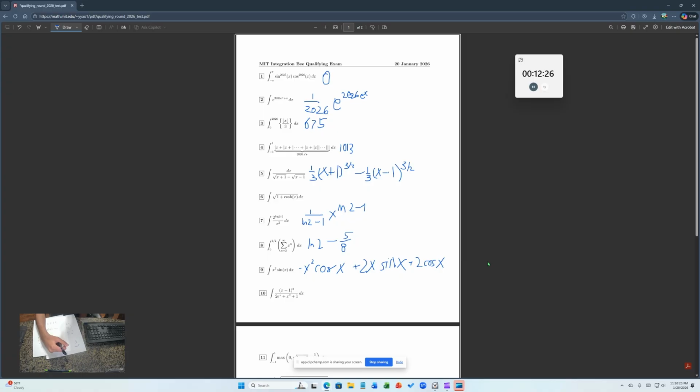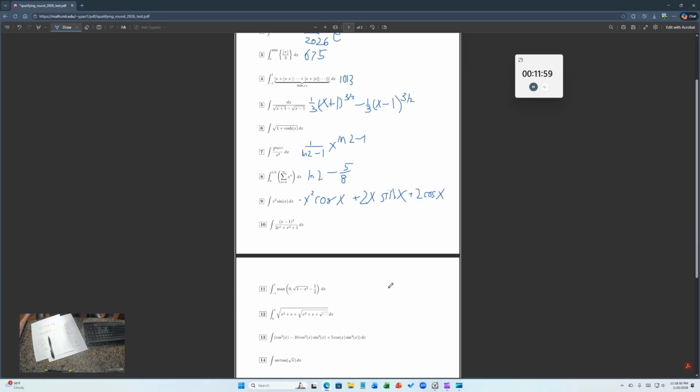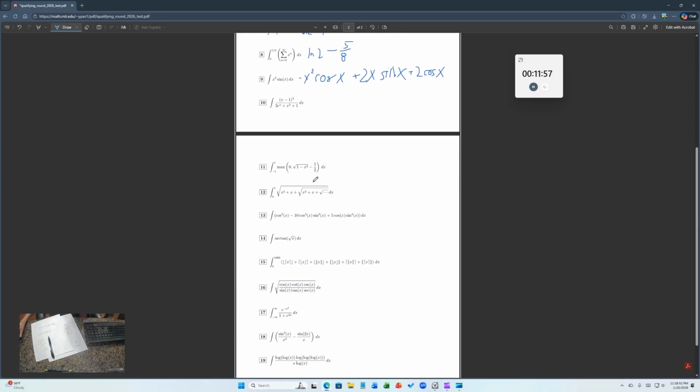Okay, so how would one do this one? What is this? I'm not sure how one would do this and incorporate 2e to the x in the denominator. Okay, so let's move on.